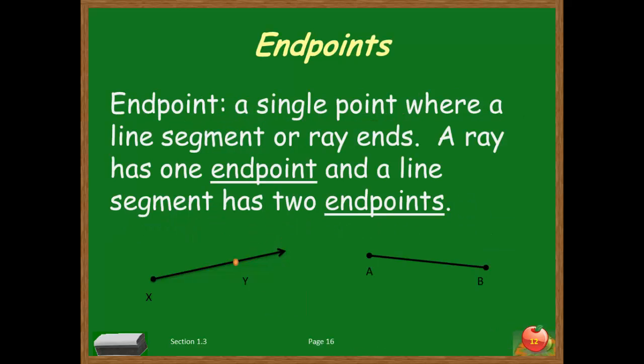Endpoints. An endpoint is a single point where a line segment or ray ends. A ray has one endpoint and a line segment has two endpoints. This is endpoint X, this is endpoint A, and endpoint B.